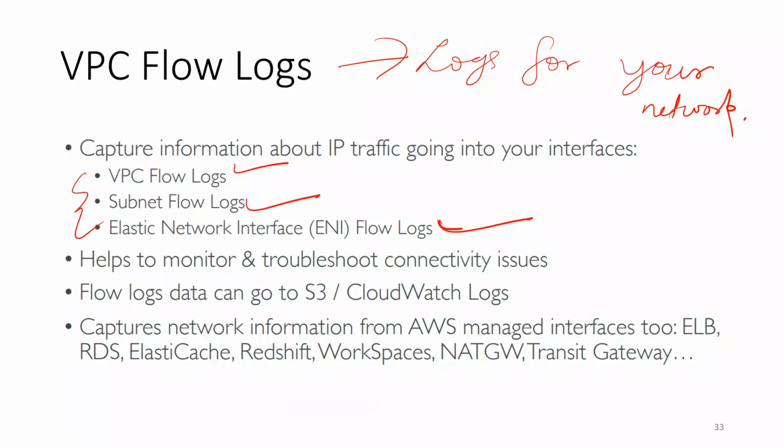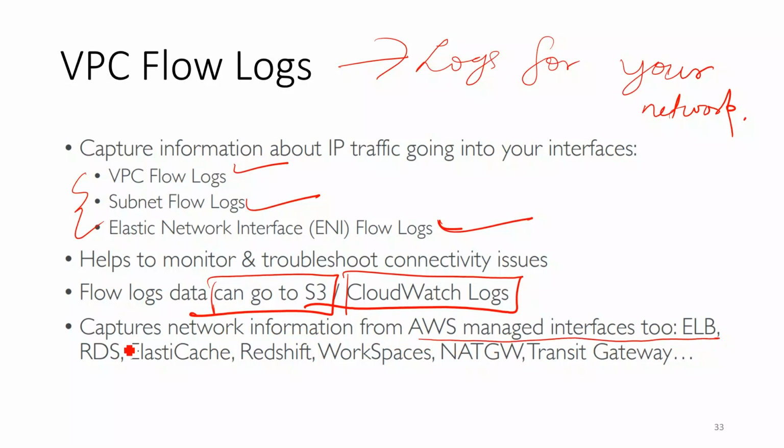So this is what VPC flow logs are, and you can store the data in S3, and also you can store it in CloudWatch logs, and you can run queries in CloudWatch logs based on some parameters. It captures network information from AWS managed interfaces too, like ELB, RDS, ElastiCache, Redshift, WorkSpaces, NAT Gateway and Transit Gateway. Okay, very useful thing.